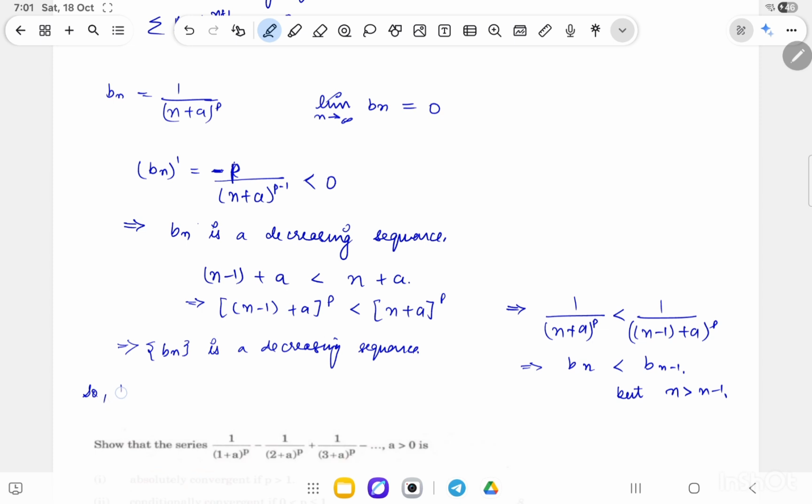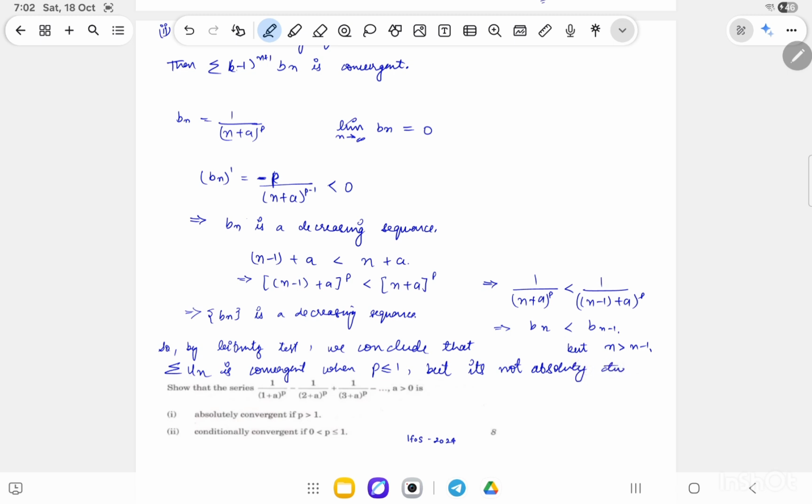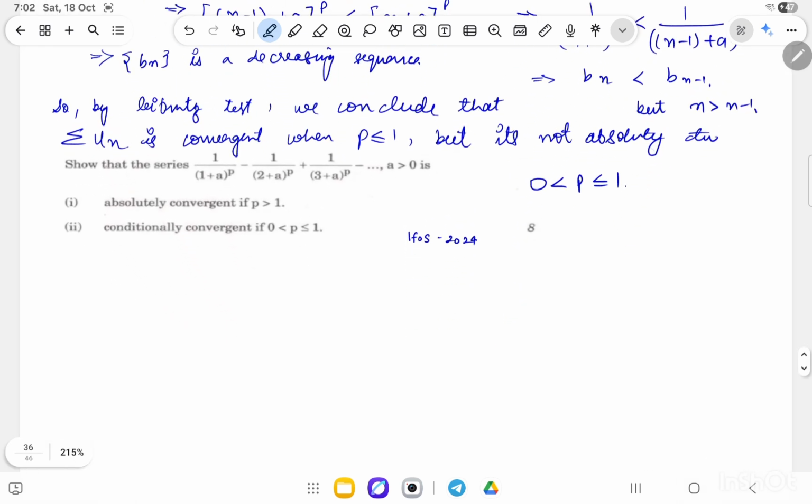So by Leibniz test we conclude that summation un is convergent when p is less than or equal to 1, but it's not absolutely convergent in that domain. So the domain for part B is p less than or equal to 1 and greater than 0, because that's given to us in the question. So let's move on to see the next question.